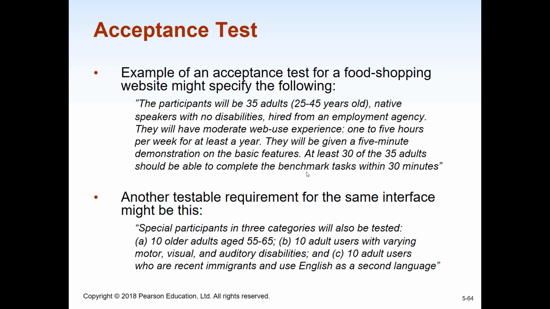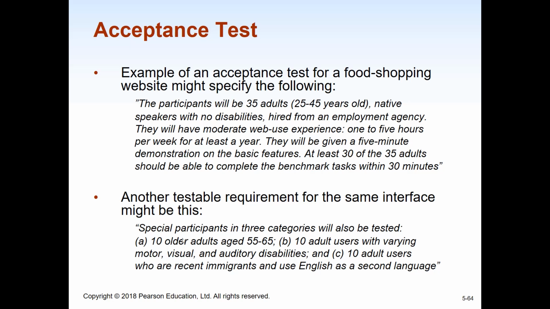demonstration on the basic features of that food shopping website, and then at least 30 of the 35 adults should be able to complete the benchmark tasks within 30 minutes. If fewer than 30 are able to complete it, there is a need for refinement. Otherwise, if it is 30 and above, it is acceptable.